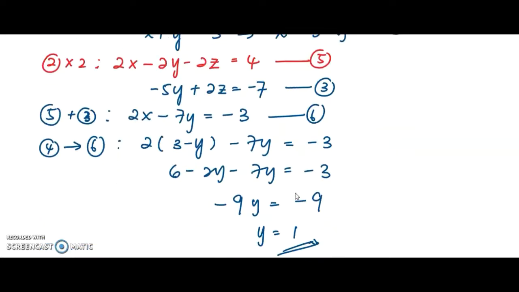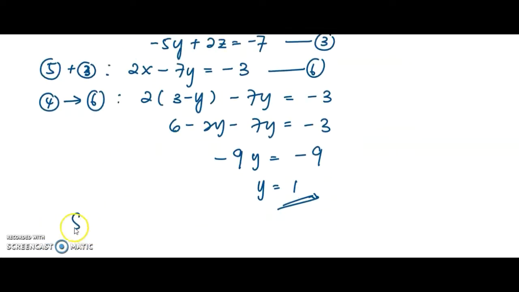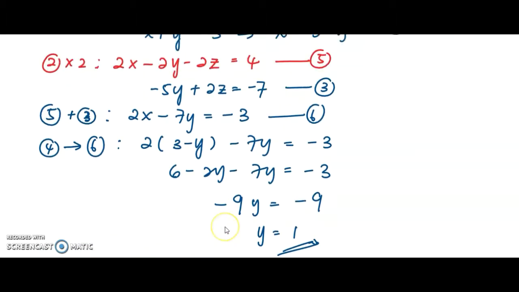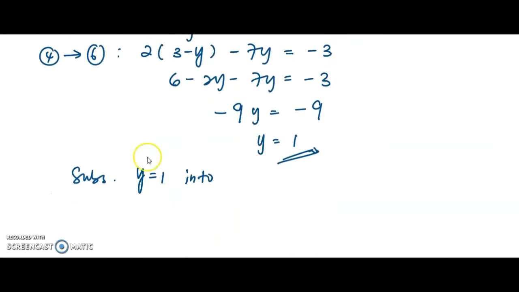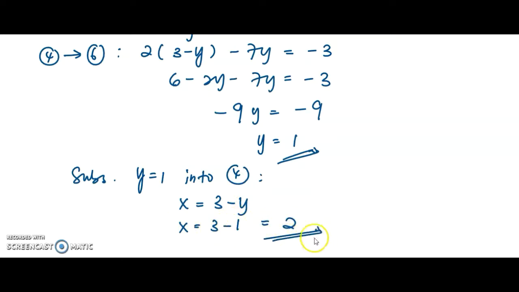So now I'm going to substitute y equals 1 into equation 4, that we have just now, that is x equals 3 minus y. Where y, now you can replace it by 1, then we can say that x equals 2. So now you have found the solution for x and y.